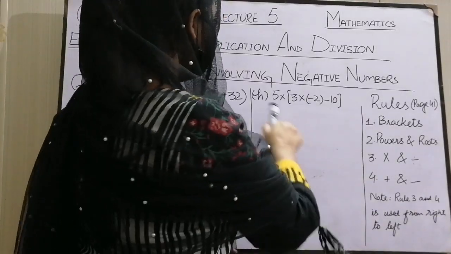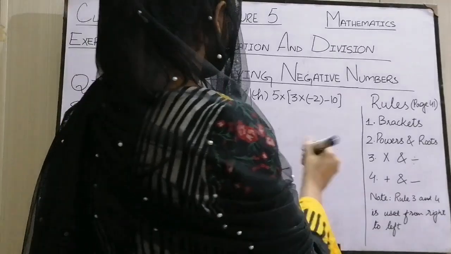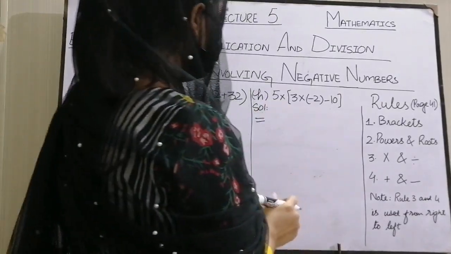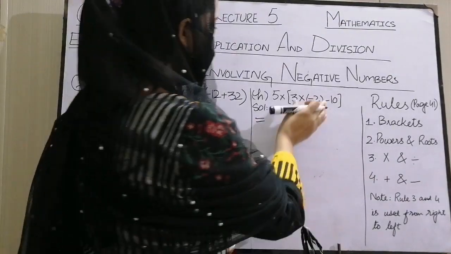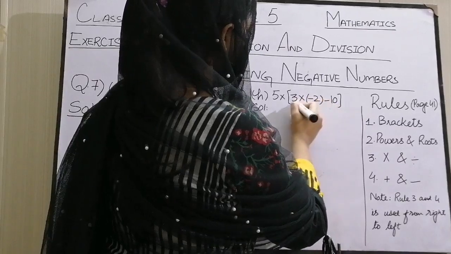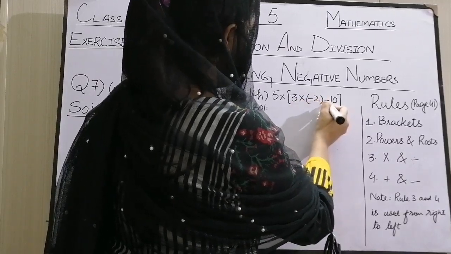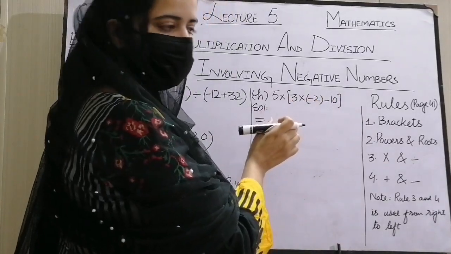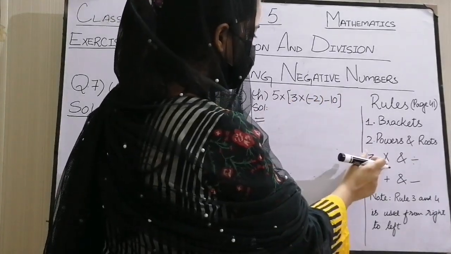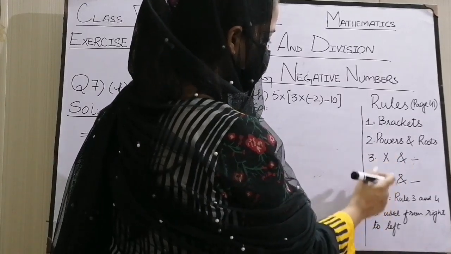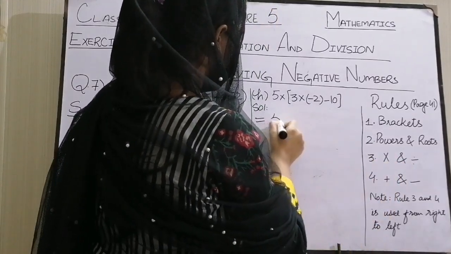Now next part is part H. You have to solve the bracket first. The innermost bracket is this one. It has 3 numbers in it. 3 into minus 2 minus 10. You have to add these up or multiply these first. Obviously, we have to multiply first because multiplication and division are rule number 3 and then we have to add them up.